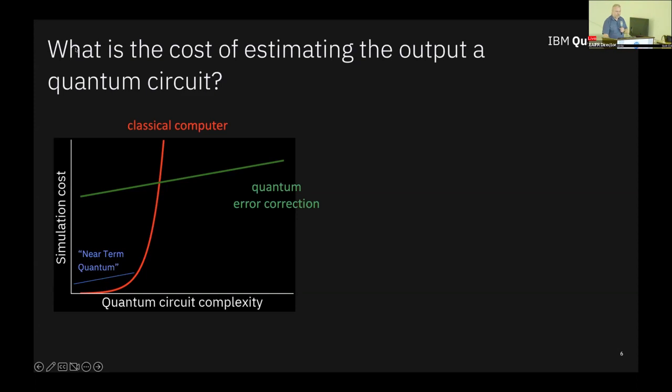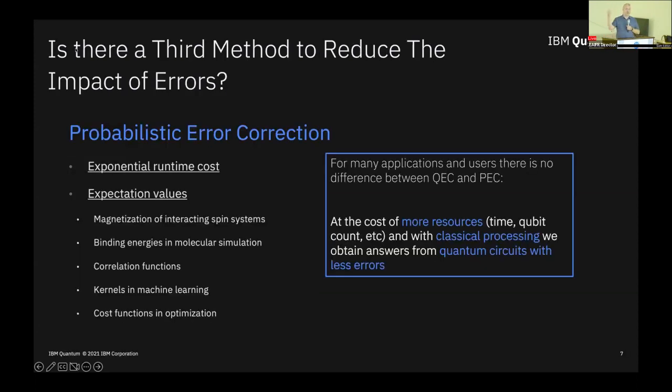Okay, so what's the third method I'm going to talk about today? It's called probabilistic error correction. As I already said, I'm going to put all the negatives out front. It has an exponential cost. Okay, this will not let you go arbitrarily far like quantum error correction will, but that exponential cost is weakly exponential. I'll explain what I mean in the future.